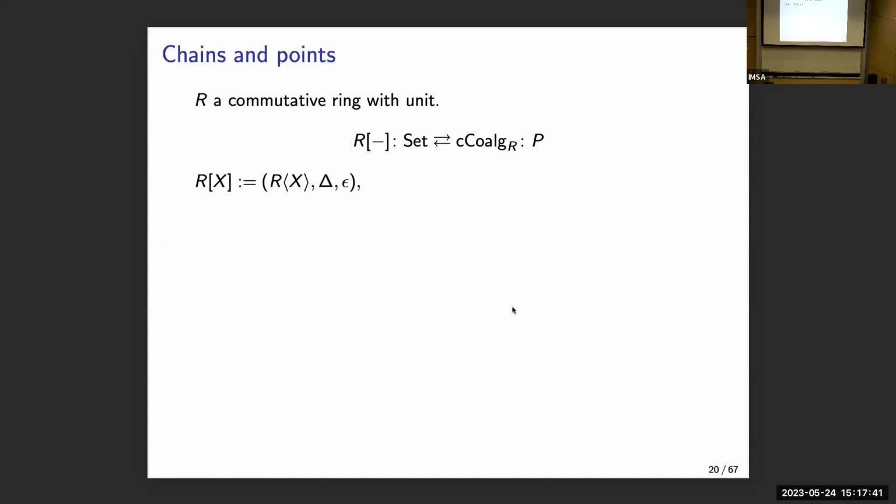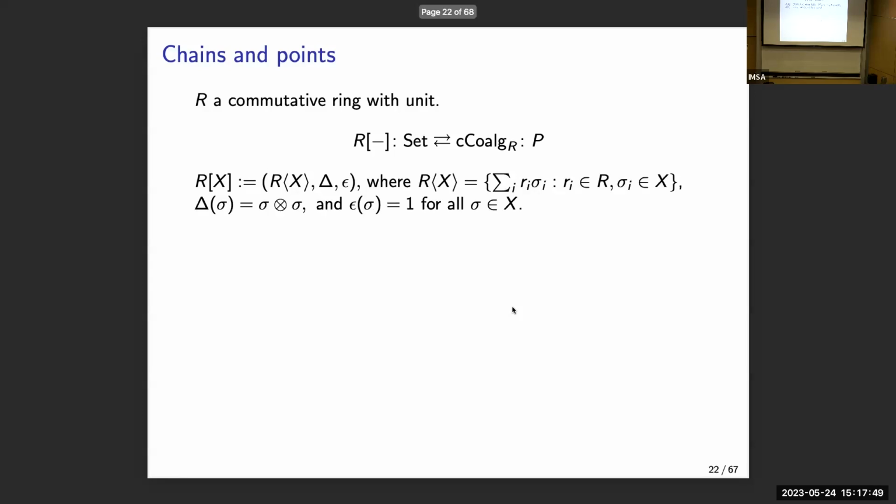So if X is any set, I can take all R-linear combinations generated by that set, the free R-module, and I can declare the coproduct to be the diagonal map on all the elements of the set. And this epsilon is the counit. So the counit is a map from the coalgebra to the underlying ring, and I can define that to be one on the generators.